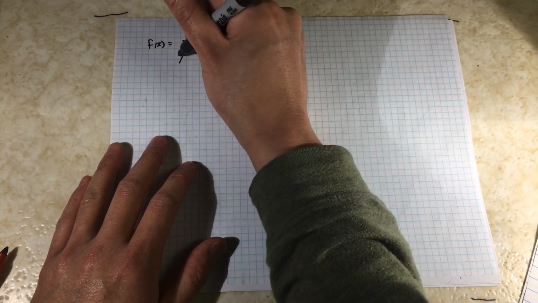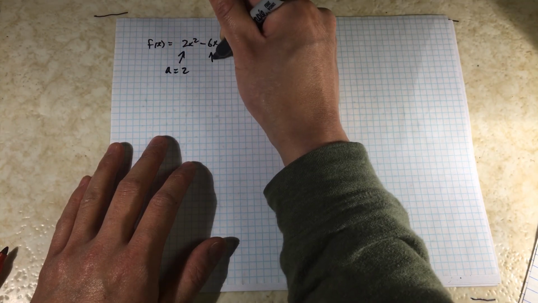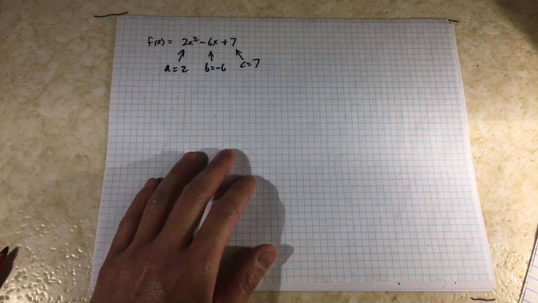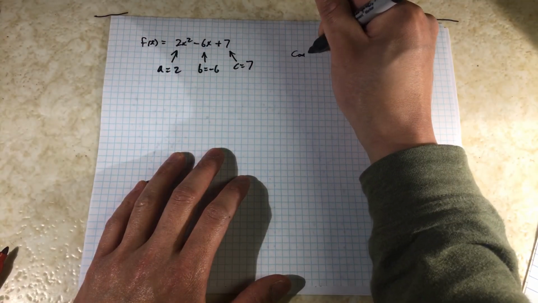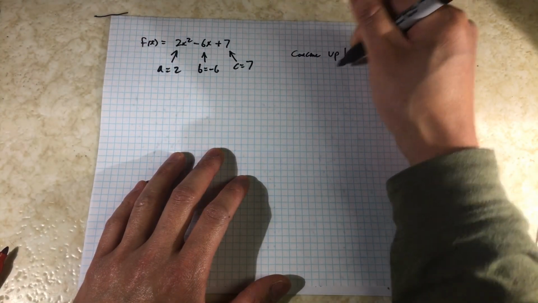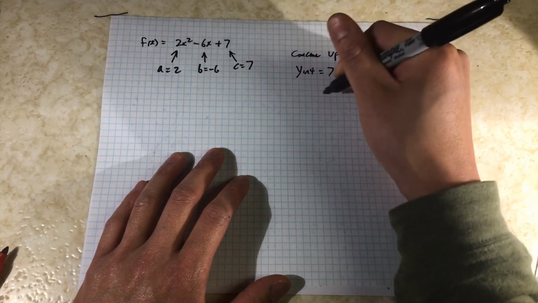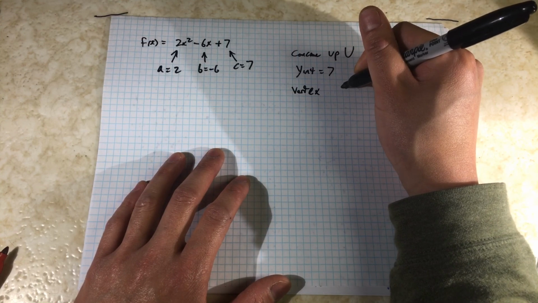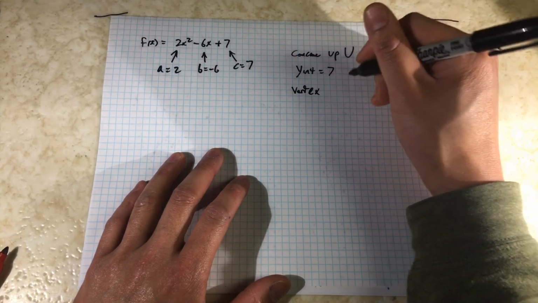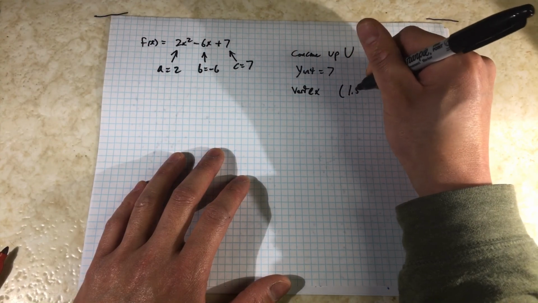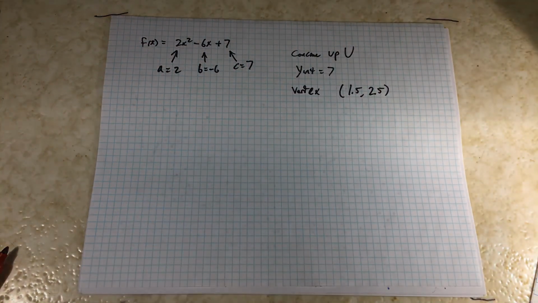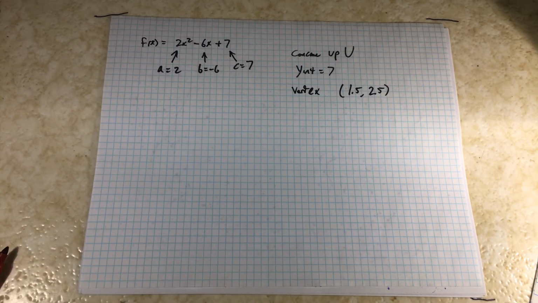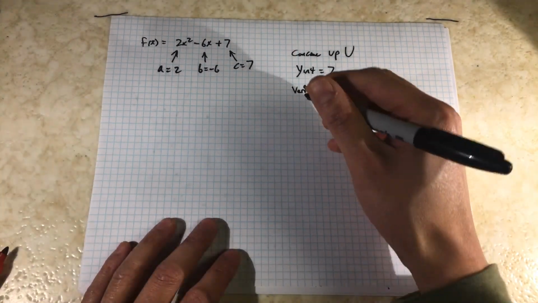So we have this function, a is equal to 2, b is equal to -6, c is equal to 7. All right, so I'm going to go through this quickly, but it's kind of the same. Concave up, and the y-intercept is 7. Vertex, I'm going to skip the work for the vertex just to save you some time. The vertex is kind of a weird one. In this case, it's (1.5, 2.5). So you could plug in these numbers. The vertex doesn't have to be integer values. So it's possible that it could be something like this.